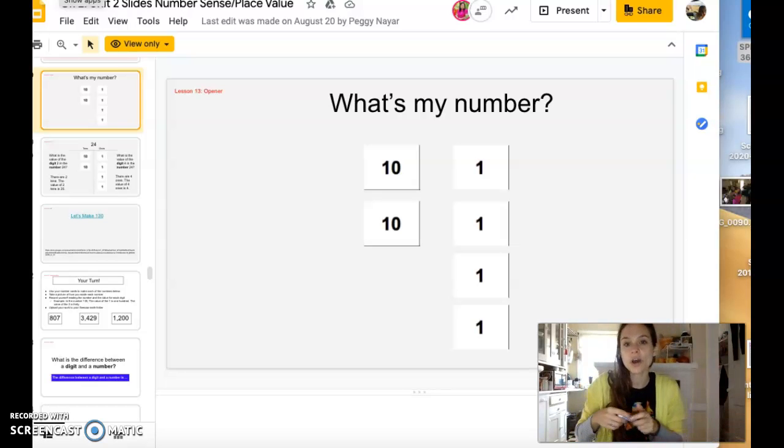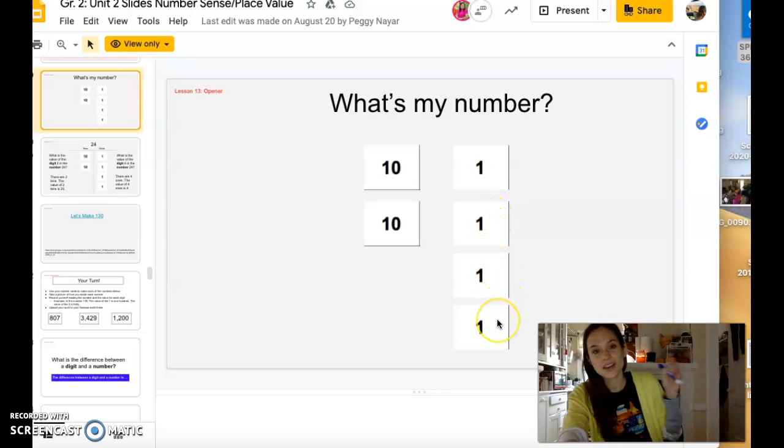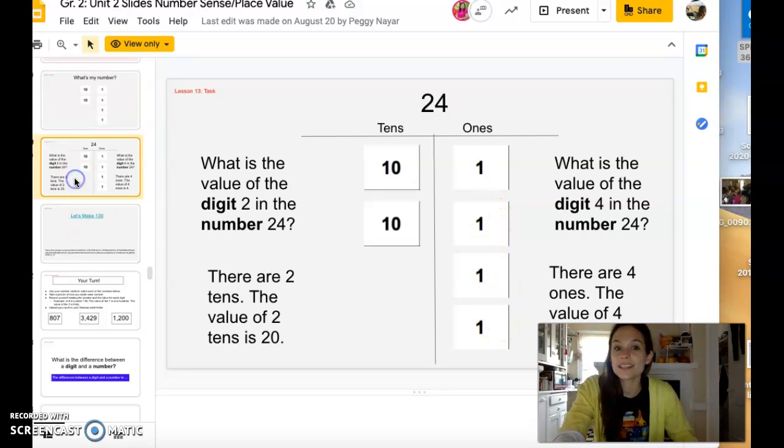Hey scholars, welcome to Wednesday's math mini lesson. We are going to continue our work with place value, and today we're going to break numbers down using place value. So take a look at our opener. It says, what's my number? We have tens, we have ones. What's my number? Count them up. You could say 10, 20, 21, 22, 23, 24. My number is 24.